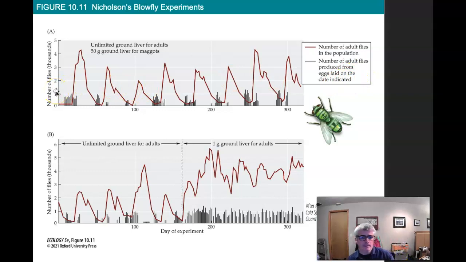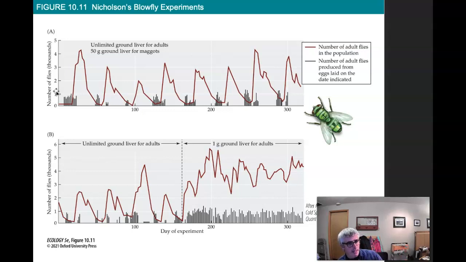So what's missing from this graph, which would be great if it was here, is the number of eggs that didn't reach maturity. So here we're laying eggs, maggots come out, and no matter how many maggots are there, 10, 100, 1,000, they're all fighting over 50 grams of ground liver. So if you are a maggot and you come out and there's only 2 other maggots there, all 3 of you are sharing these 50 grams of ground liver.